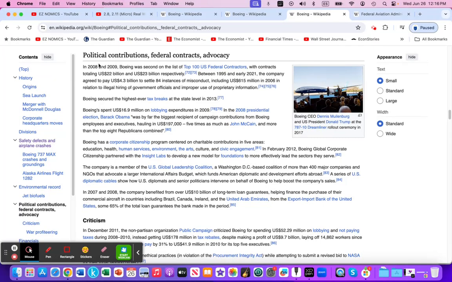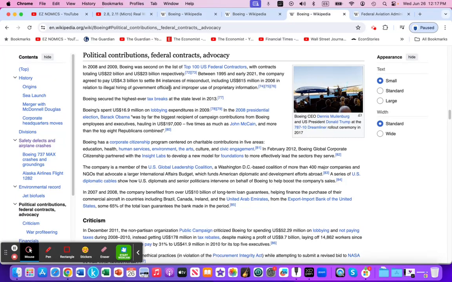Here we can see political contributions, federal contracts, advocacy. 2008, 2009, Boeing was second on the list of top 100 U.S. federal contractors, with contracts totaling $222 billion. There's a strong interdependence between the U.S. government and Boeing. And 23 billion respectively. Between 1995 and early 2021, the company agreed to pay 4.3 billion to settle 84 instances of misconduct, including $650 million in 2006 in relation to illegal hiring of government officials and improper use of proprietary information.